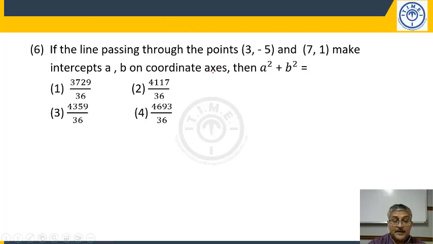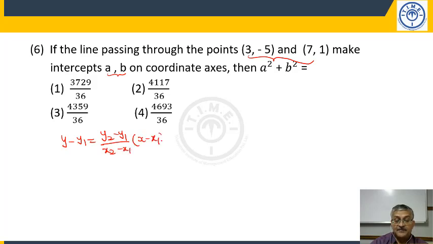Next. If the line passing through these points makes intercepts A and B, then what is a square plus b square? So first we want to calculate the equation of a line in intercept form. We know that given 2 points, how do we calculate the equation of the line? The equation of a line when 2 points are given is y minus y1 is equal to y2 minus y1 by x2 minus x1 into x minus x1.